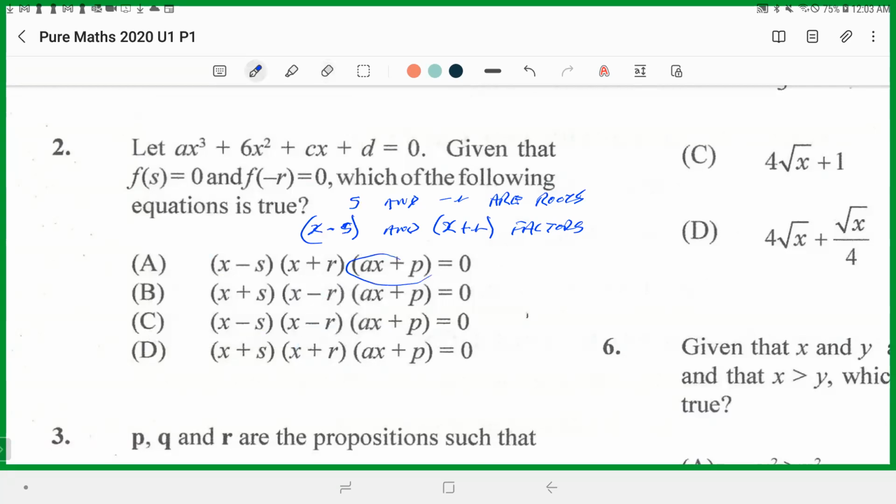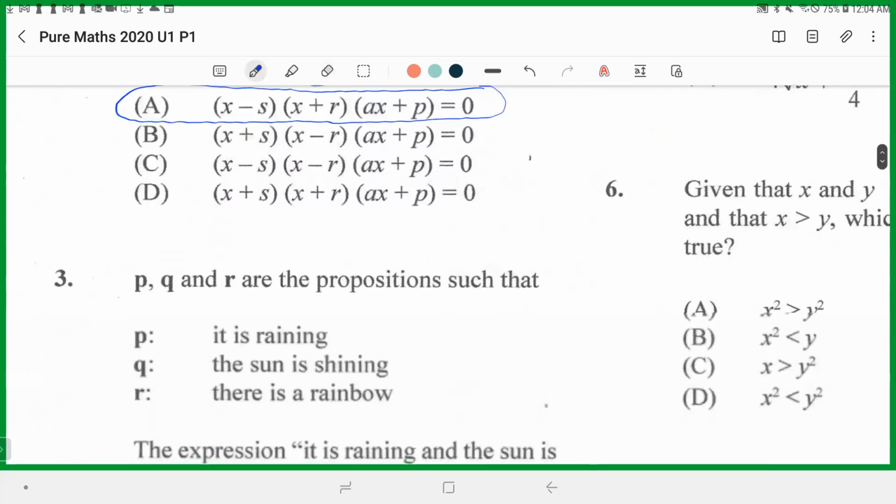This factor, basically, it's ax because of this value. That's ax cubed. So what happens is that these three will multiply to give you that one. That's why it has to be ax. And then the p now would just be such that that p, that r, and that minus s, they will multiply to give you that e. But we're really interested in the first two factors, which makes E the answer.